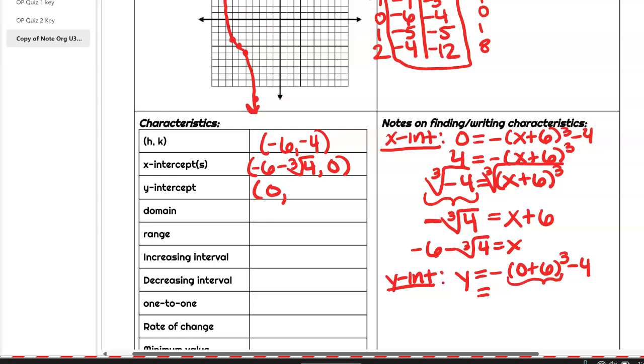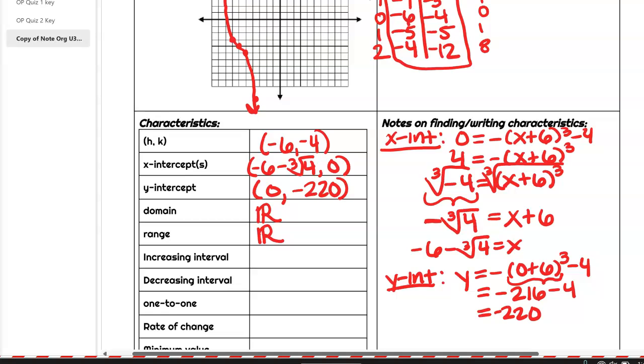So we're going to calculate here first and get 6 cubed, which is 216. And negative 216 minus 4 is negative 220. So my y-intercept is negative 220. And again, because the graph has no turning points, both the domain and the range are all real numbers.